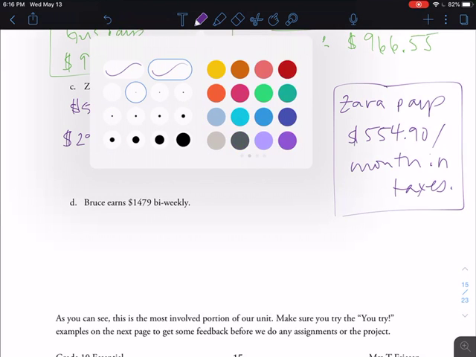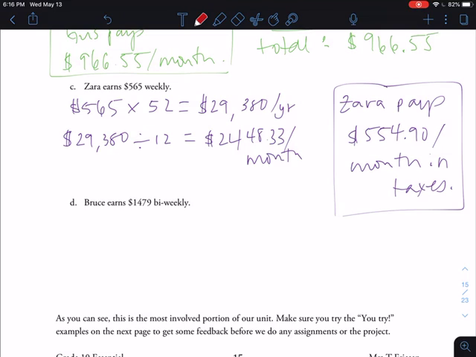And Bruce is also earning money, which is great, and he earns $14.79 bi-weekly. And remember that, again, there's no easy way to go from bi-weekly to monthly. So we have to go first to annually by multiplying by, do we remember? I really hope so. 26. And once we do that, we're going to get his annual salary, which is $38,400.